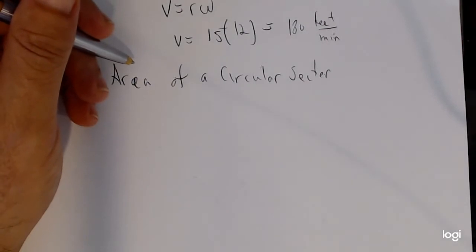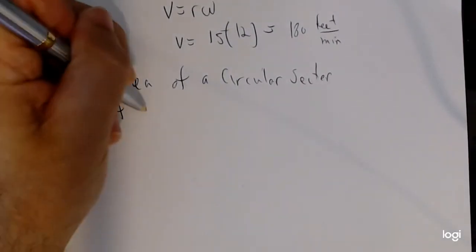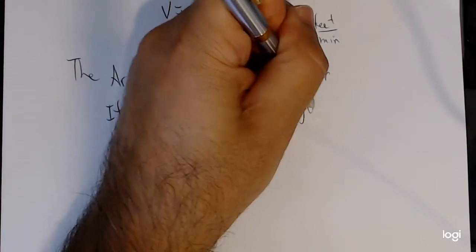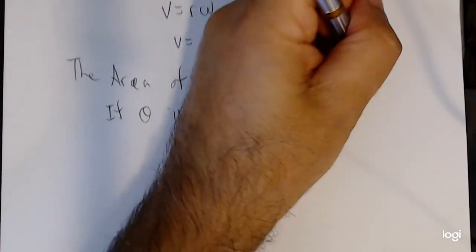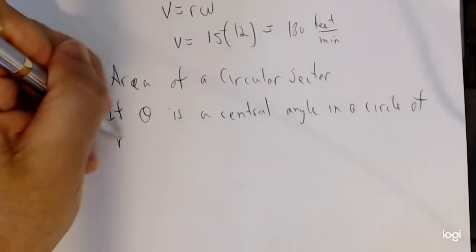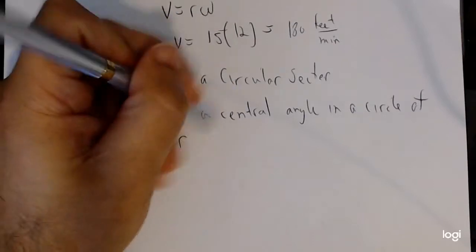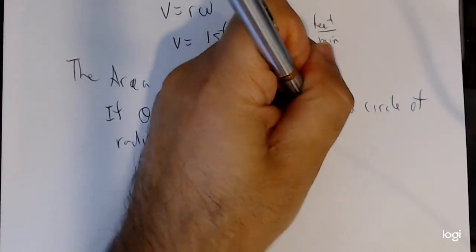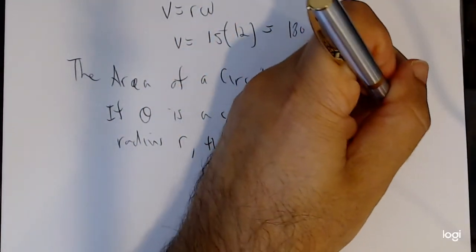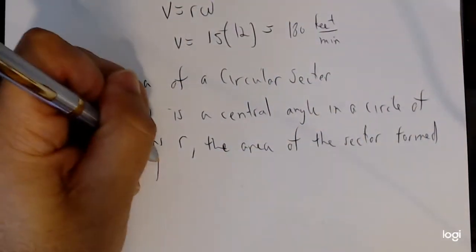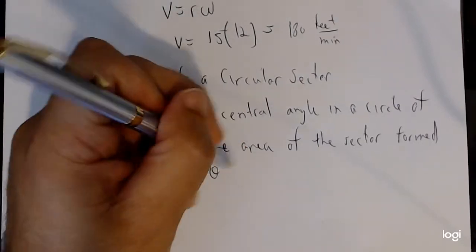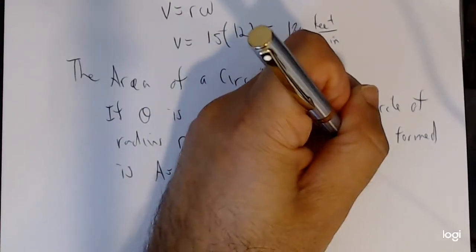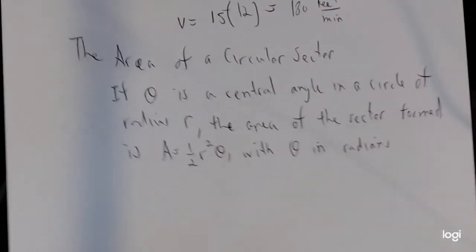We're now going to find the area of a circle sector. If theta is a central angle in a circle of radius r, the area of the sector formed is A = 1/2 r squared theta, with theta in radians.